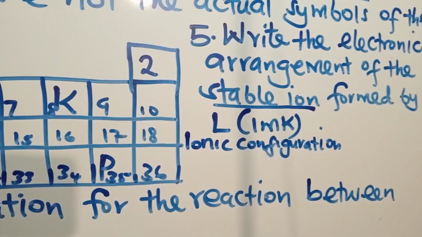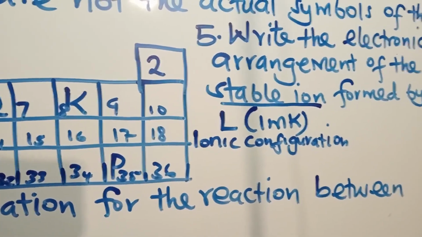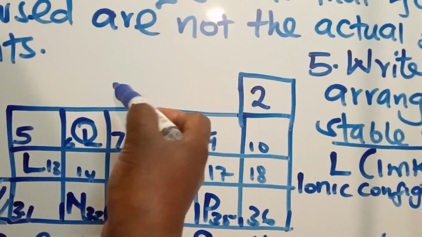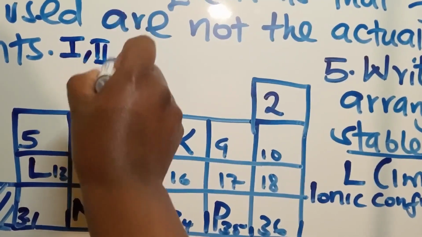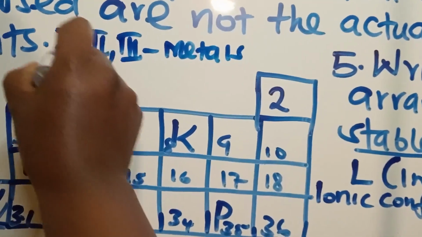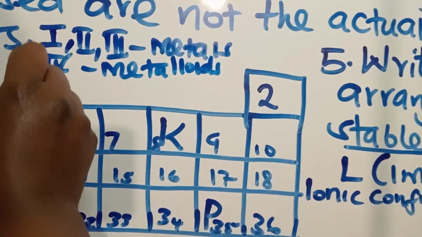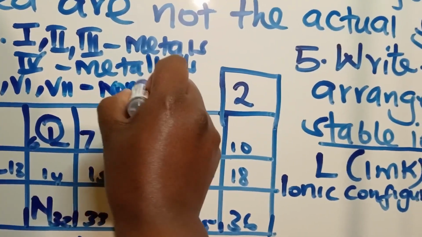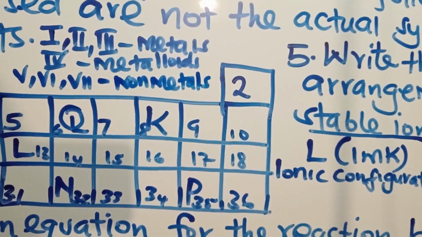once L reacts. So to begin with, you must know whether L is a metal or if it is a non-metal. Let me remind you of something. In our previous lessons, we already said that elements in group 1, group 2 and group 3 are usually metals. Group 4 are metalloids. Then we have group 5, group 6, and group 7. They are usually nonmetals. So that is another part of the backup information that you should be having.